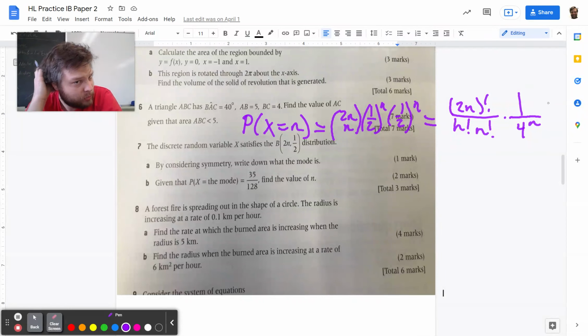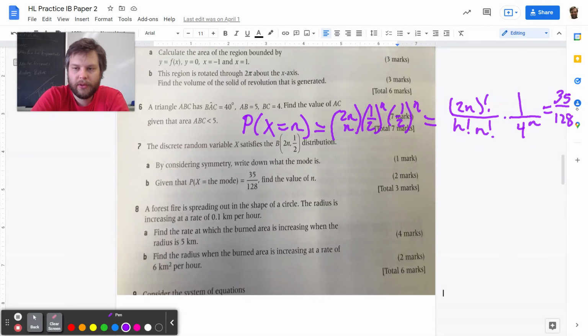And this doesn't really cancel out very nicely at all, because the 2n factorial, it's not like you can cancel that with an n factorial, because it counts down from 2n down to n, and we need to make this equal to 35 over 128. So if you were to do this by hand, I guess the next thing you would do is just start plugging in n equals 1, n equals 2, and going from there.